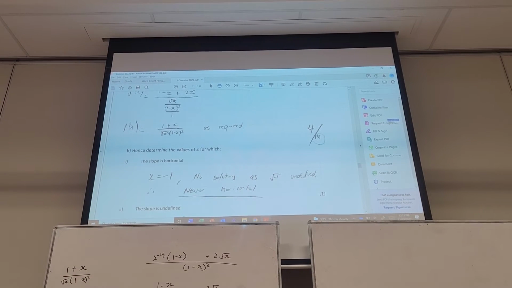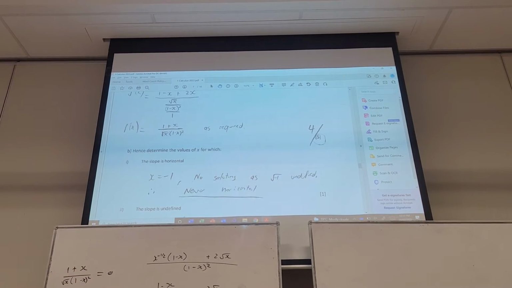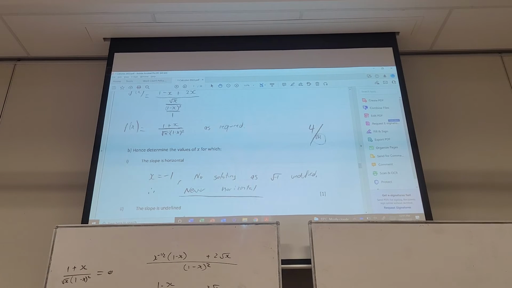Okay, so this function will equal 0 when the numerator equals 0. So people were correct to do that. X equals minus 1, all right? But when x is minus 1, that's a solution to the top of it. If you put minus 1 in here, you've got 0 at the top, and then at the bottom you've got the square root of minus 1, which is undefined. So there's that little trick to it. Actually, there's no solutions for it being horizontal because it doesn't exist when x is minus 1. So that requires a bit of insight.